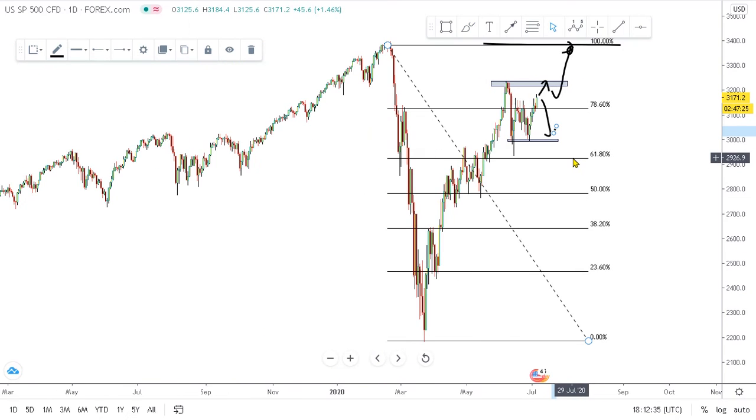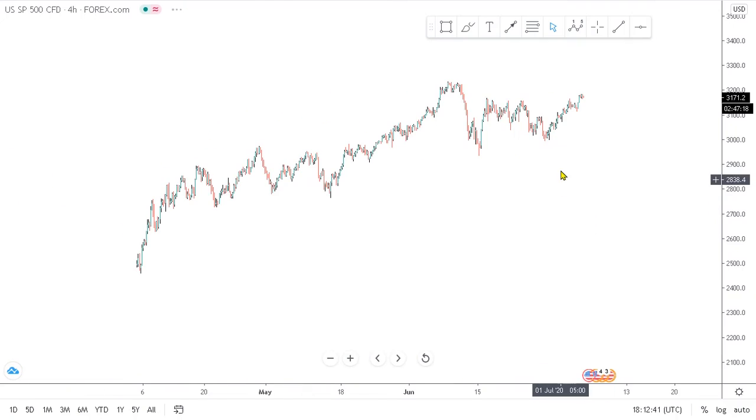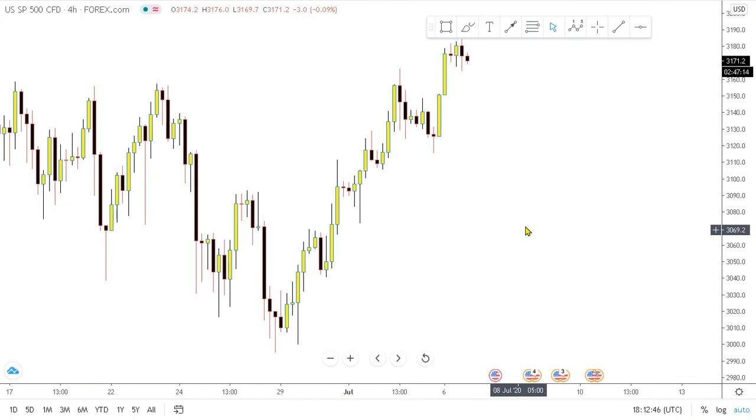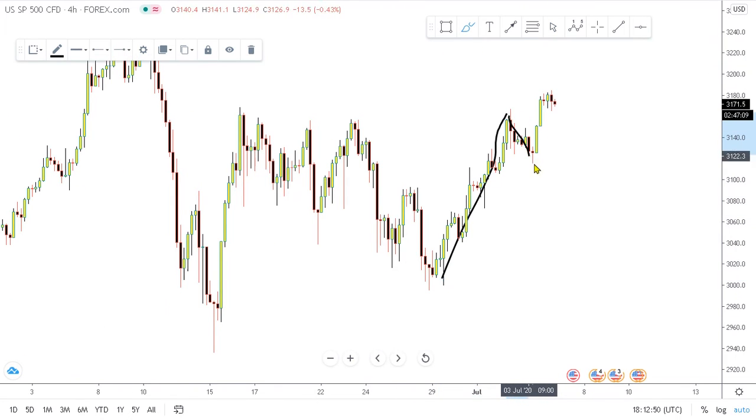Let me see the 4-hour chart. What's going on in 4-hour? Okay, impulsive move. This is retracement, again impulsive retracement.